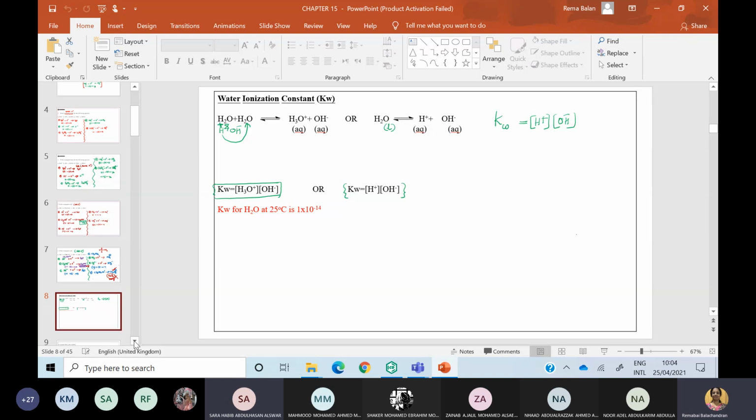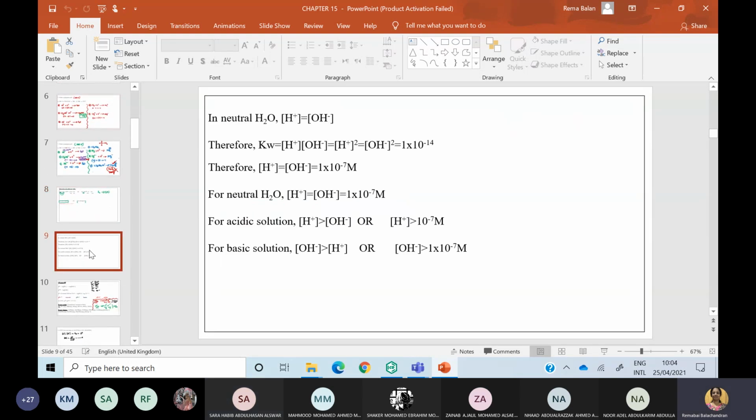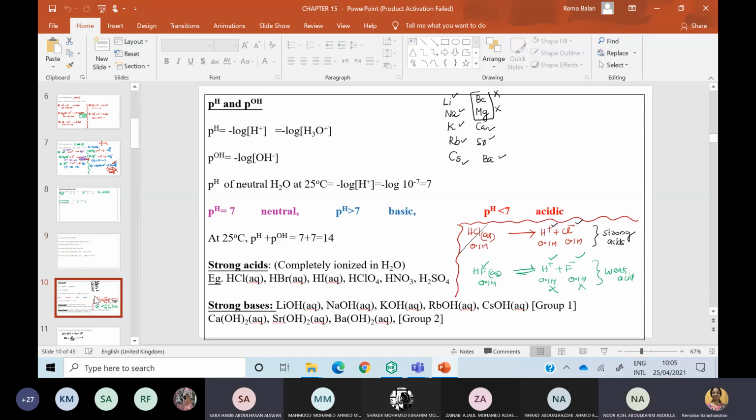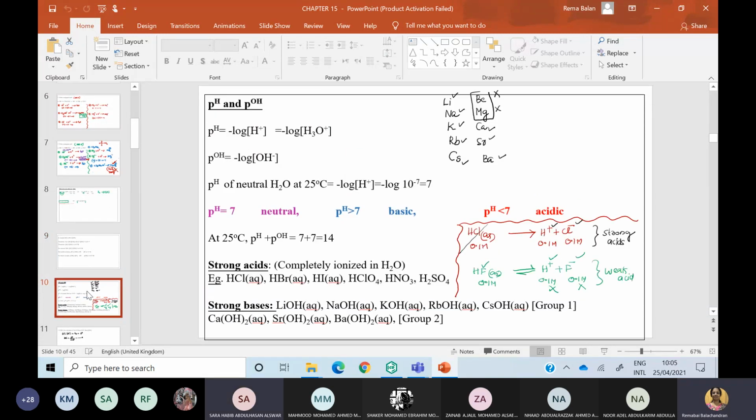We were doing pH and pOH and all that. Strong acids and strong bases and all that I explained, right? These all slides I explained. This one I explained. This one I explained.